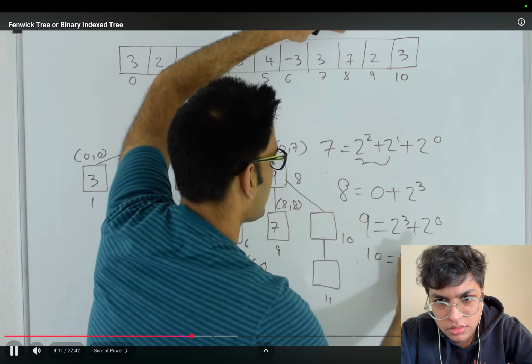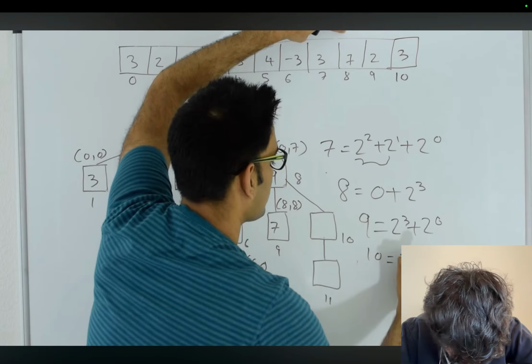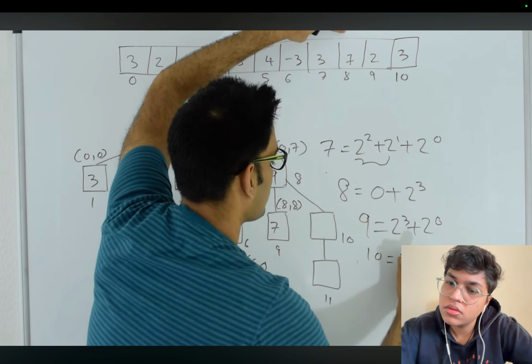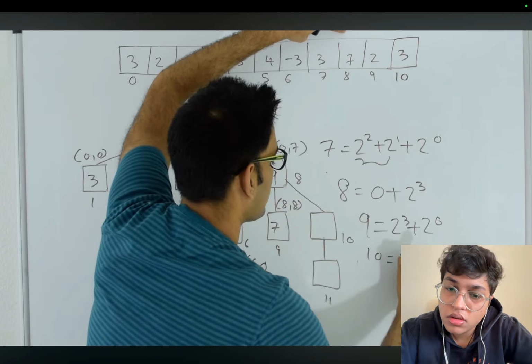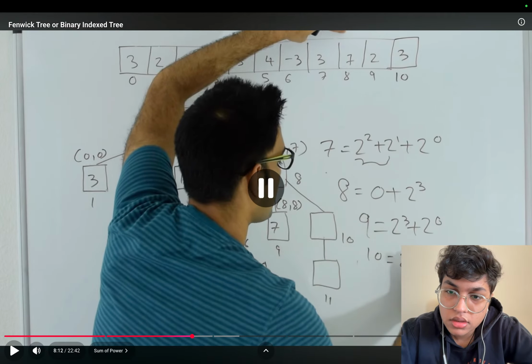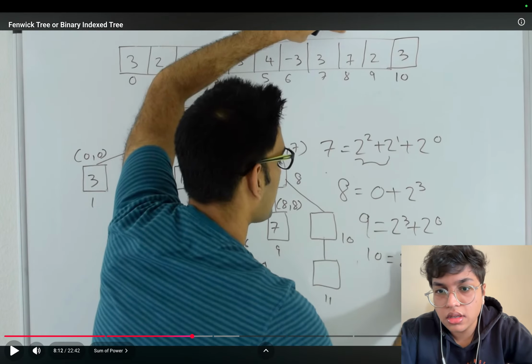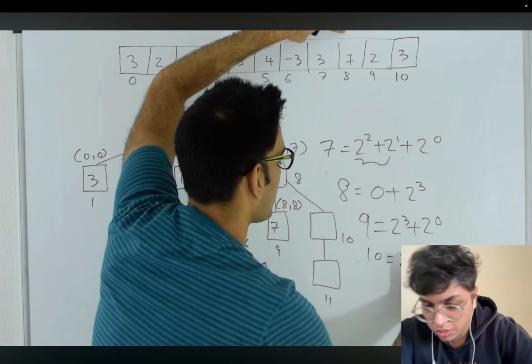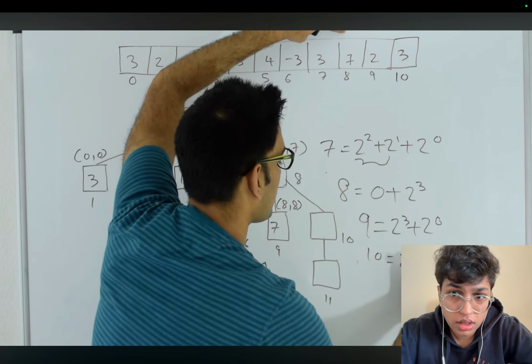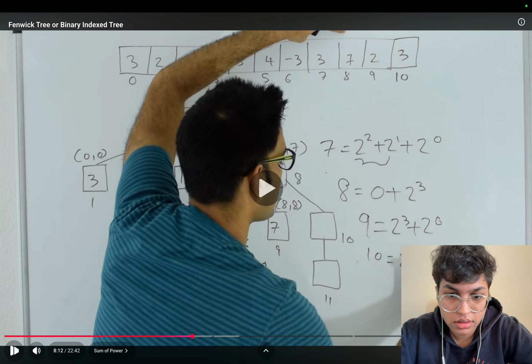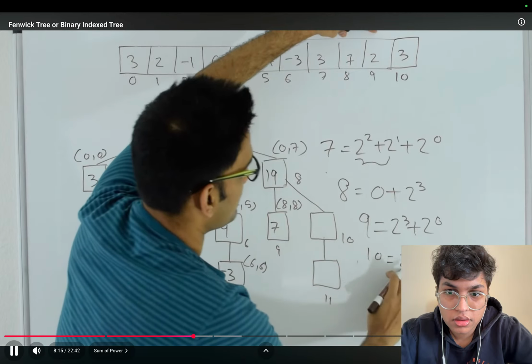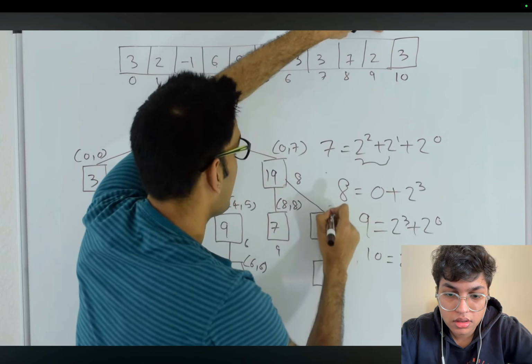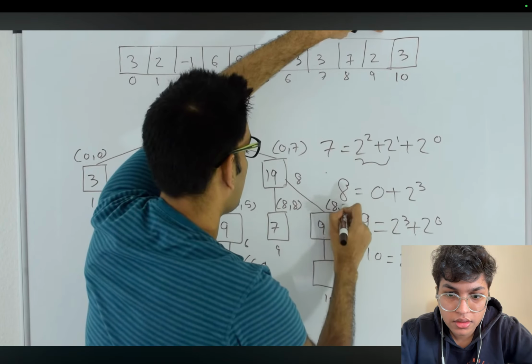10. 2 raised to 3 plus 2 raised to 1. Starting from index 8, get two elements. So 8, 9. Starting from 8, the sum of next two elements will be stored here. So that's 9. And that's 8, 9.